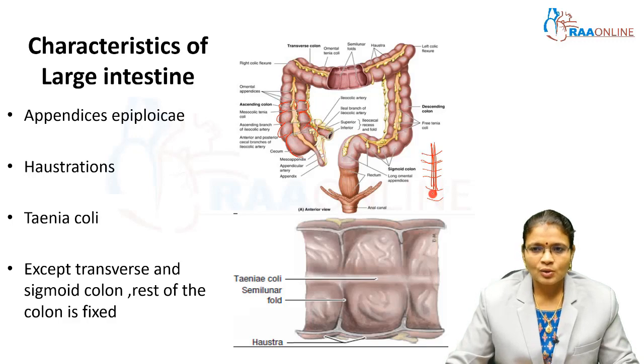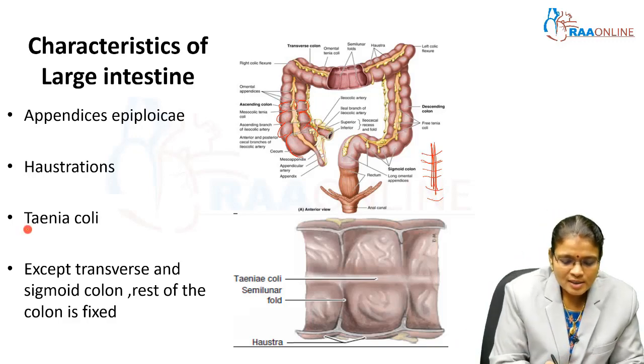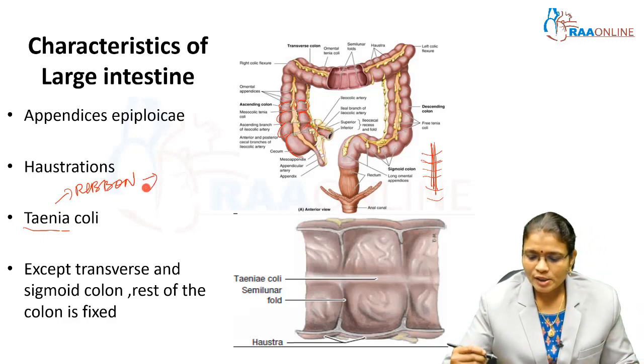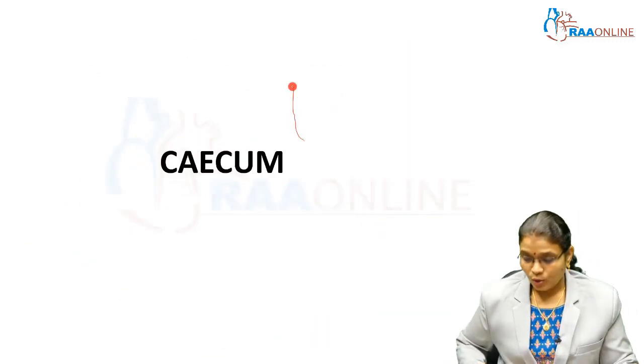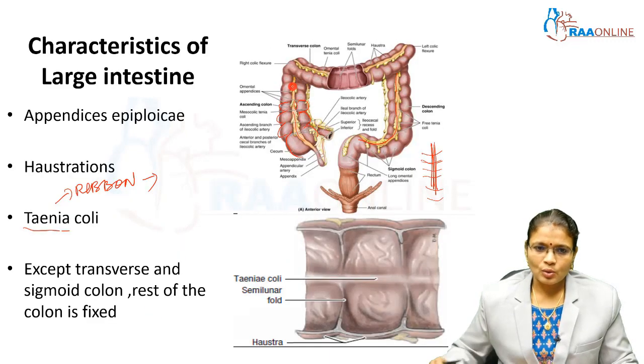Coming to tinea coli. What is meant by tinea? Tinea means ribbon-like structure. Ribbon. It is nothing but the longitudinal muscle coat which is present here is attached in the form of a ribbon over the colon. This is called as tinea coli.